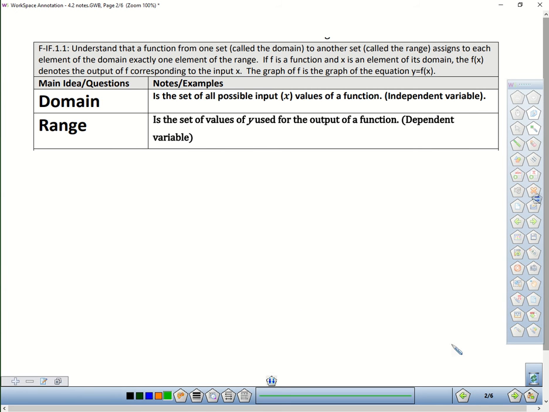So the first thing we're going to talk about is what the standard is, which states that the concept here is to understand that a function from one set called the domain to another set called the range assigns to each element of the domain exactly one element of the range. So let's talk about what the domain is and what the range is.